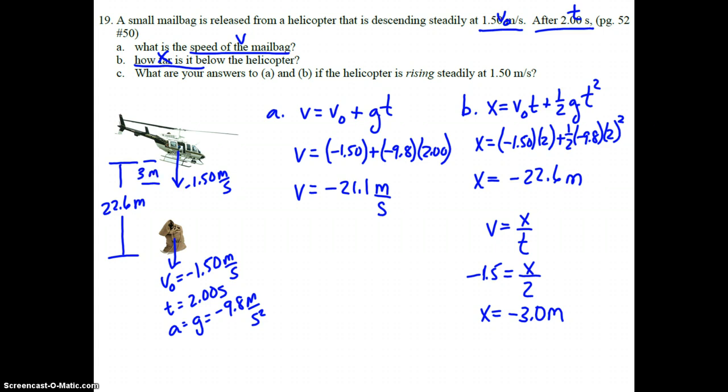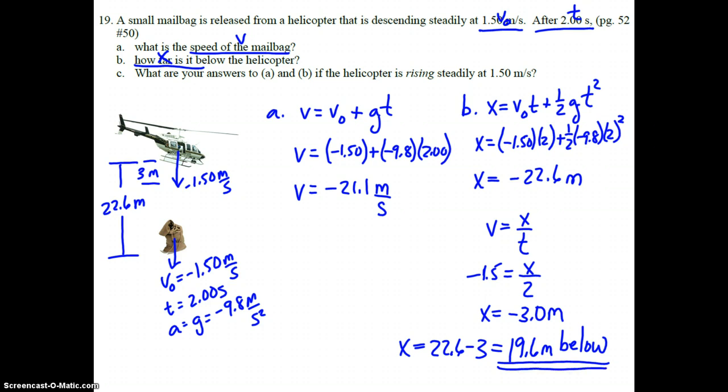Now we employ common sense. How will we get how far below the helicopter the bag is? It looks simply from our diagram like we would subtract those two values. So our final answer, x, is going to be the 22.6 minus the 3 meters the helicopter has descended, to be an answer that's 19.6 meters below the helicopter. Okay, that's our answer to B.